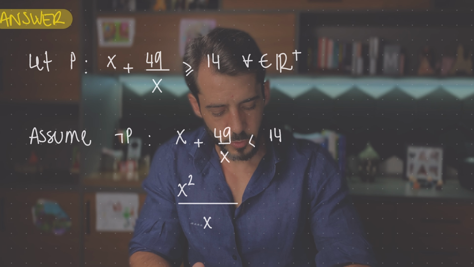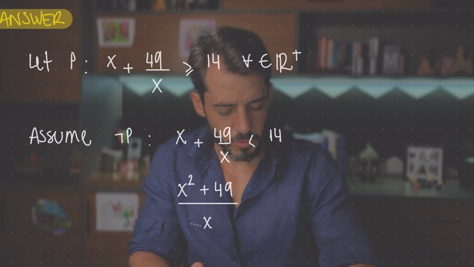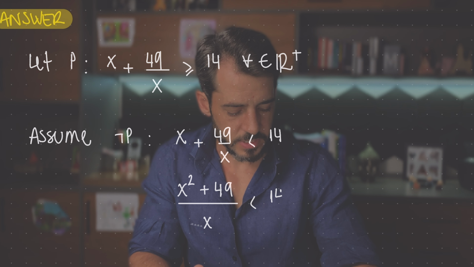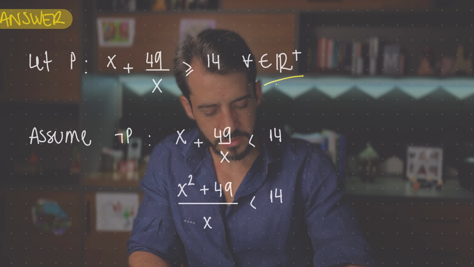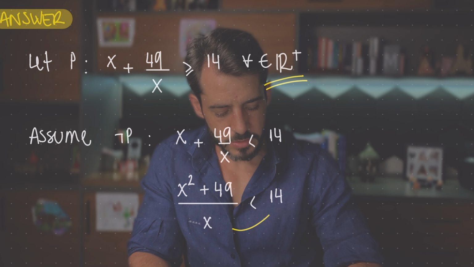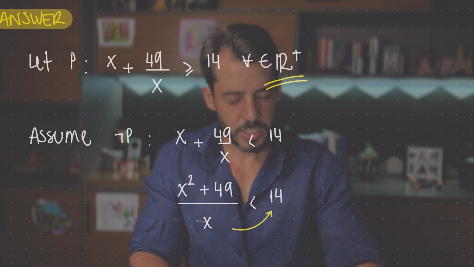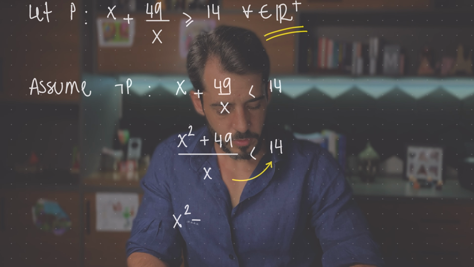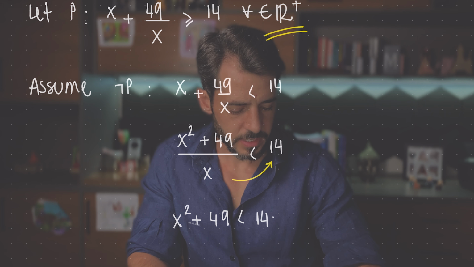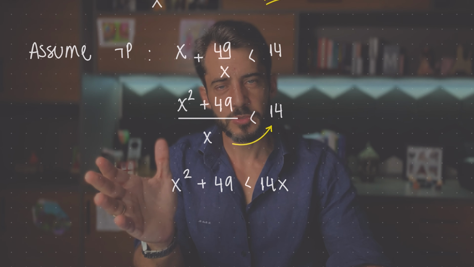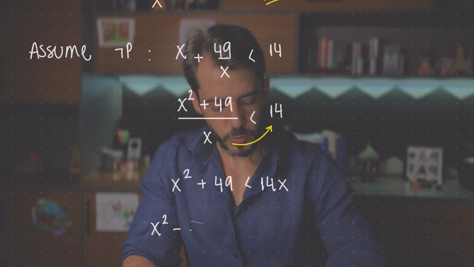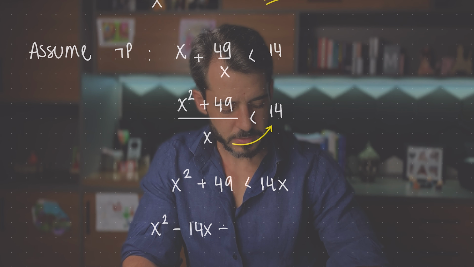So we have x squared plus 49 over x is less than 14. Given that we're talking about a positive real number, we can cross multiply the x without changing the direction of the inequality, which gives us x squared plus 49 less than 14x. Now moving every term to the left-hand side, we get x squared minus 14x plus 49 is less than 0.